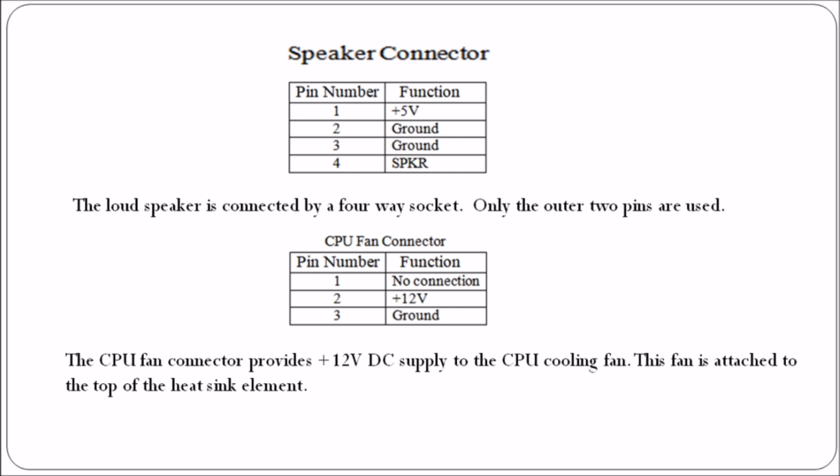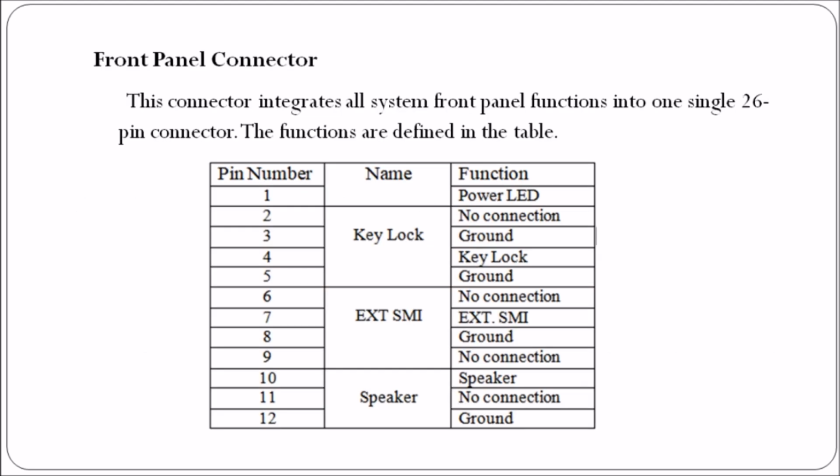The CPU fan connector provides a 12-volt DC supply to the CPU cooling fan. This fan is attached to the top of the heat sink element. Front panel connector. This connector integrates all system front panel functions into one single 26-pin connector. The functions are defined in the table below.